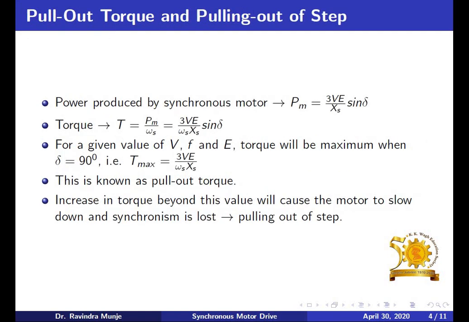Now after that, what is pull-out torque? That is the maximum torque when sine delta is equal to 1, or delta is equal to 90 degrees. That is pull-out torque. And pulling out of step means losing the synchronism. To go out of the synchronism, that is pulling out of step.